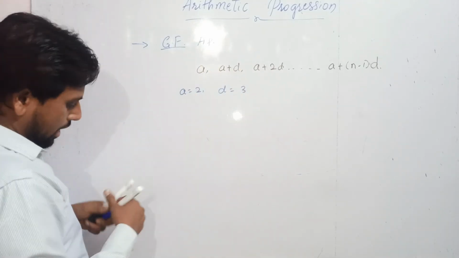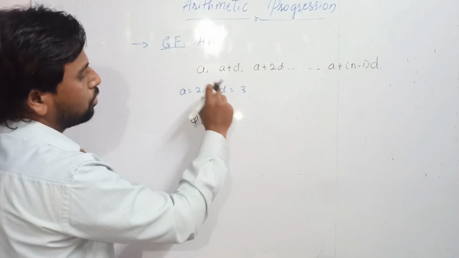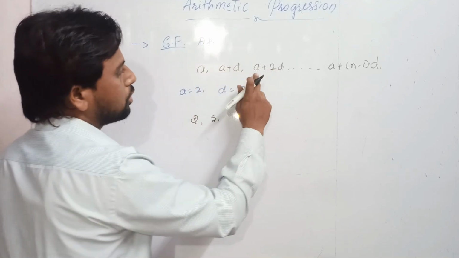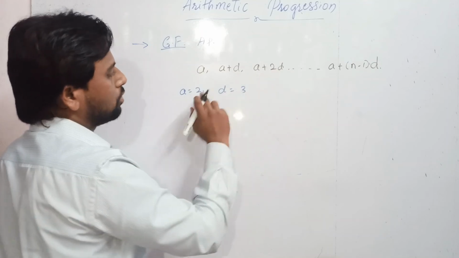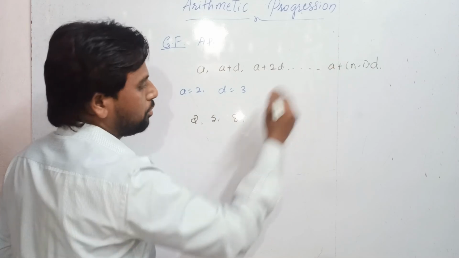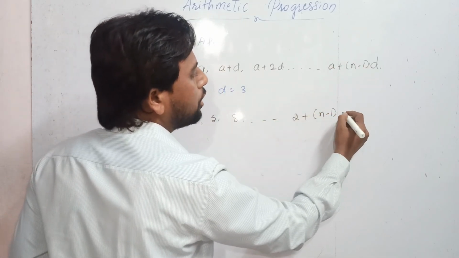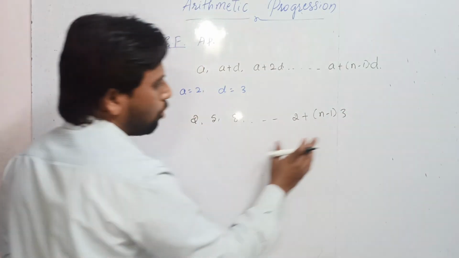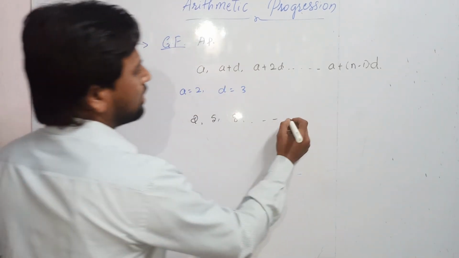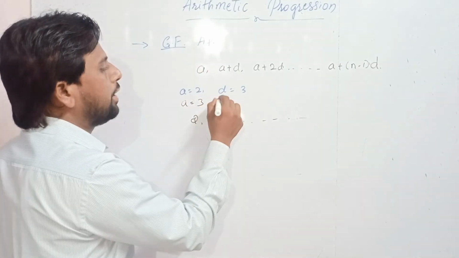So if you know the a value and the d value, you can form any number of APs. Let's take an example. Here a is 2 and d is 3. So 2 plus 3 is 5. Then 5 plus 3 is 8, and again it will go on. You can even put it as 2 plus n minus 1 into 3 for the last term. Usually we don't use this last term. So this is considered an AP.